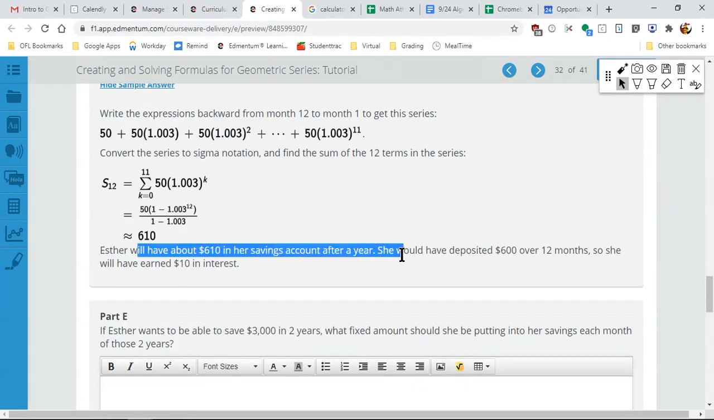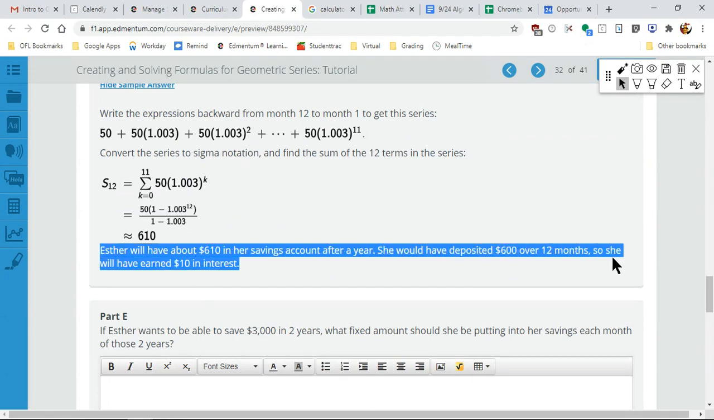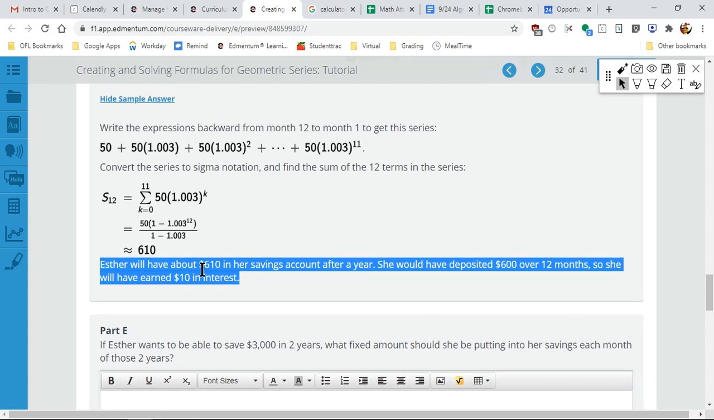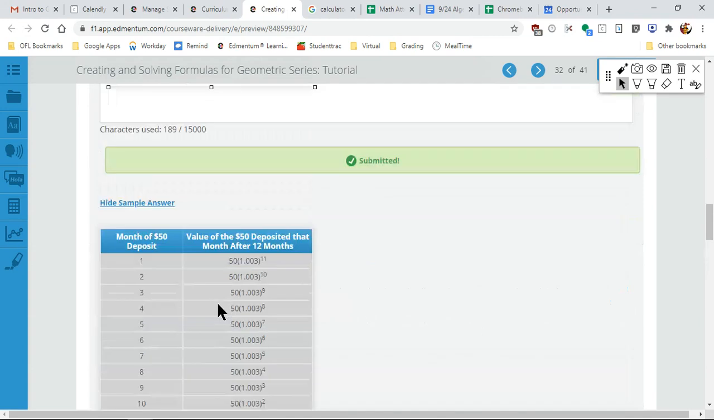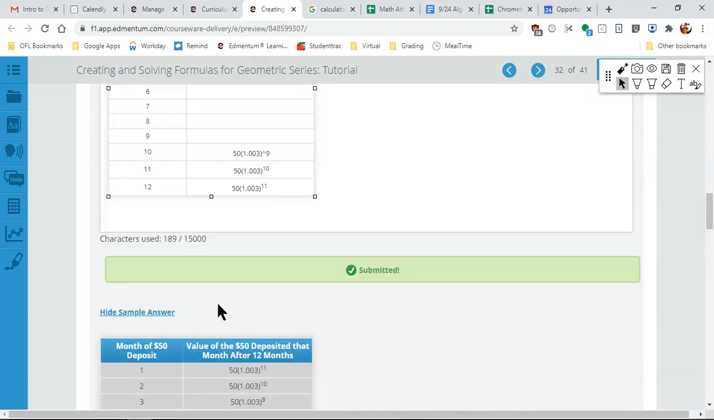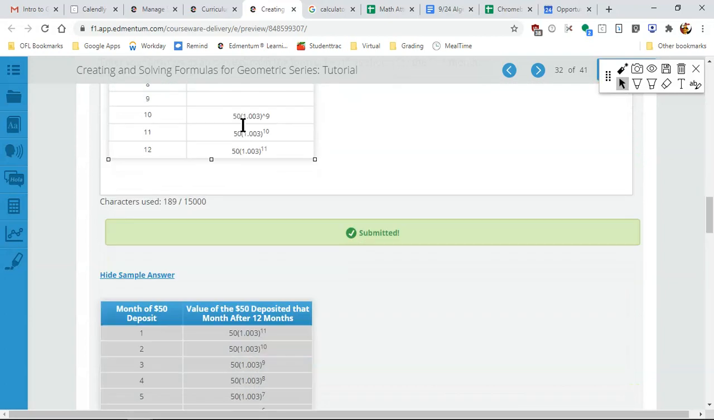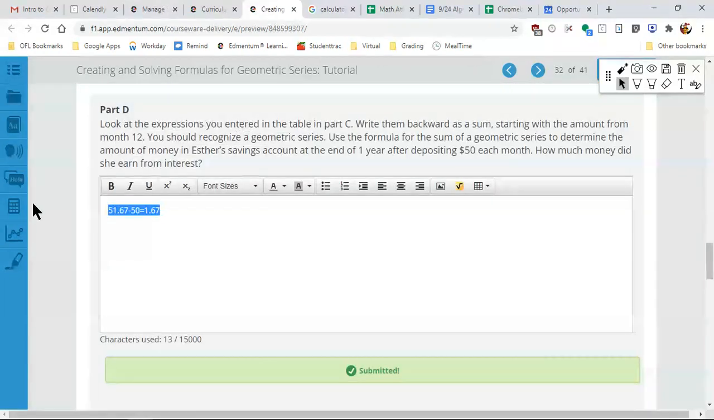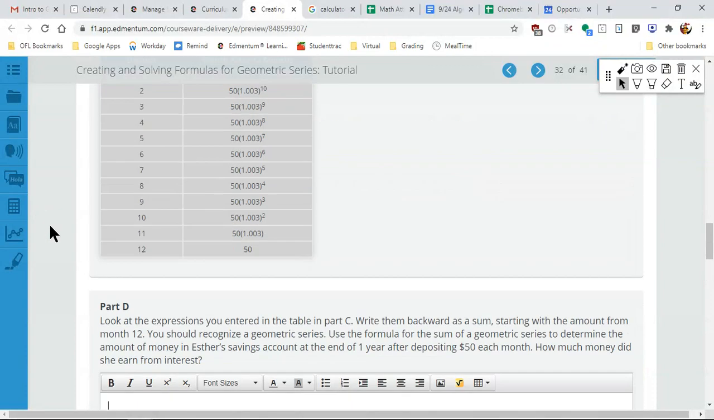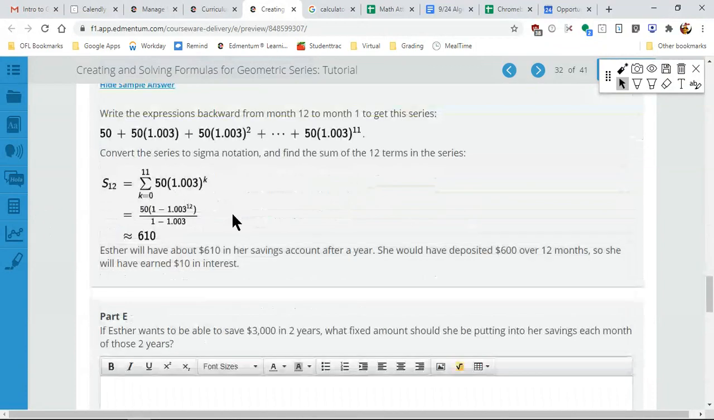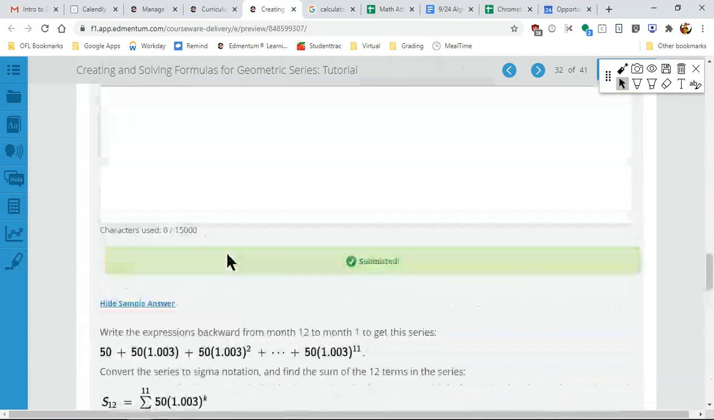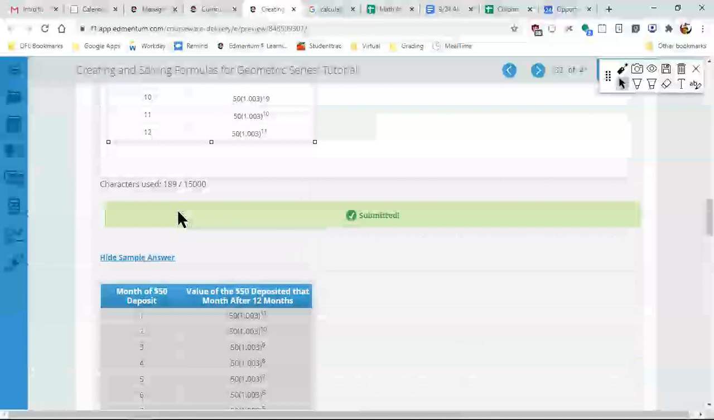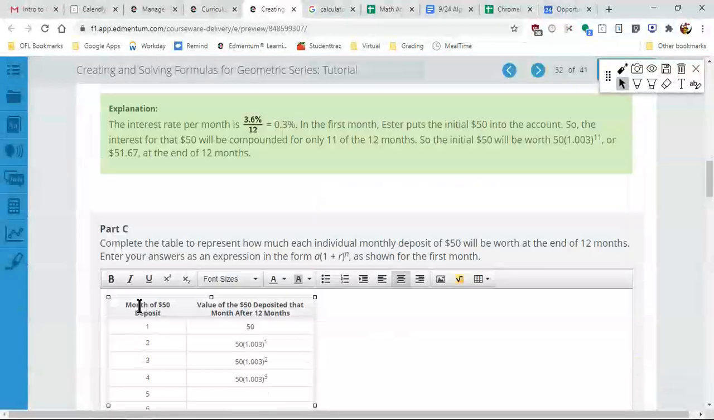Wait, after a year, we have about 600 savings after 12 months. So is she depositing this much money? Oh my gosh, she's depositing that much money every year. Either way, that's still wrong. Okay, that's me reading it wrong. I'm sorry, guys. I just got frustrated with them and I started assuming that they're going crazy. So they want you to figure out how much money she makes if she keeps depositing $50 every year.